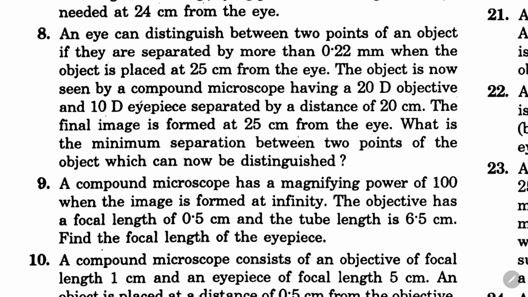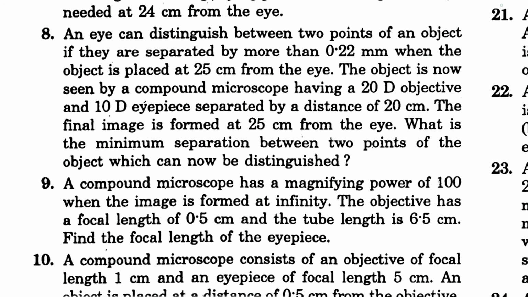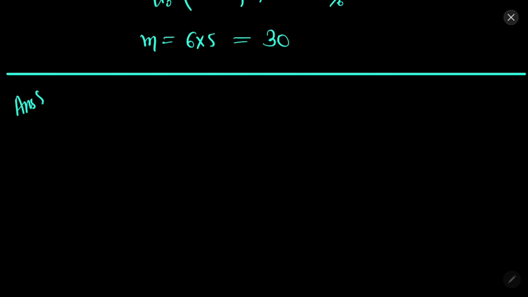In the 8th question, an eye can distinguish between 2 points of an object if they are separated by more than 0.22 mm, when the object is placed at 25 centimeter from the eye. Now if the object is seen by a compound microscope having a 20D objective and 10D power of eyepiece, separated by distance 20 centimeter, and the final image is obtained at 25 centimeter from the eye, we need to find the minimum separation between the 2 points of the object which can be distinguished. So this is the 8th one.